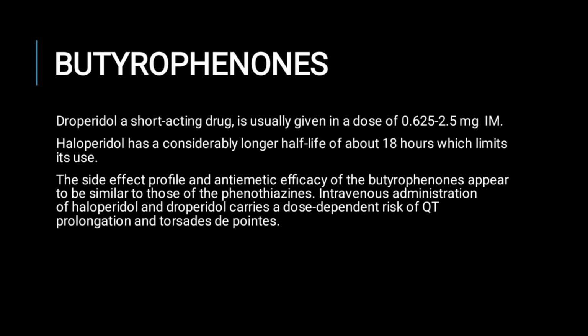Butyrophenones. Droperidol, a short-acting drug, is usually given in the dose of 0.625 to 2.5 mg intramuscular. Haloperidol has a considerably longer half-life of about 18 hours, which limits its use. The side effect profile and antiemetic efficacy of butyrophenones appear to be similar to those of phenothiazines. Intravenous administration of haloperidol and droperidol carries a dose-dependent risk of QT prolongation and torsade de pointes.